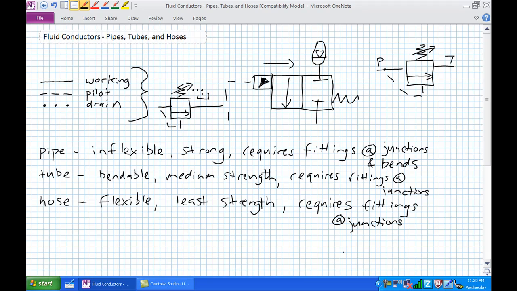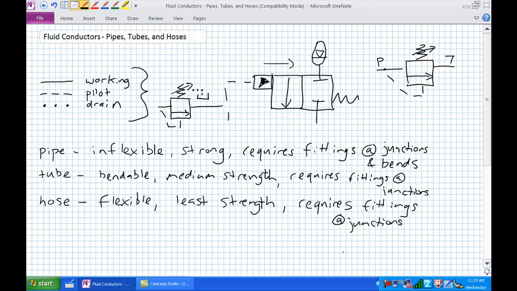Again, working lines solid, pilot lines dashed, drains dotted. Remember it. Okay, the brief introduction here to fluid conductors: pipes, tubes, and hoses. Obviously, let's just talk about all three of them. You should probably be familiar with most of them by now. Pipe, basically, is inflexible, the super strong one of the three. It requires fittings and junctions at every single bend. Whereas a tube is bendable. It's medium strength compared to a pipe, and it only requires fittings at junctions because it's bendable to a certain degree.